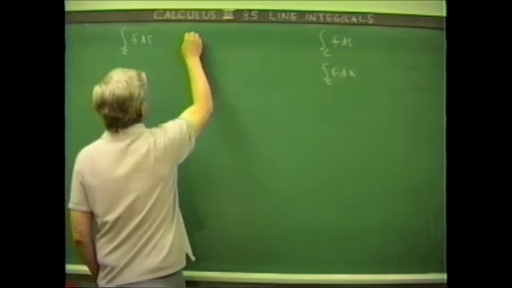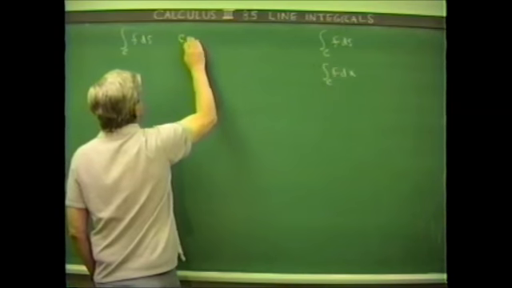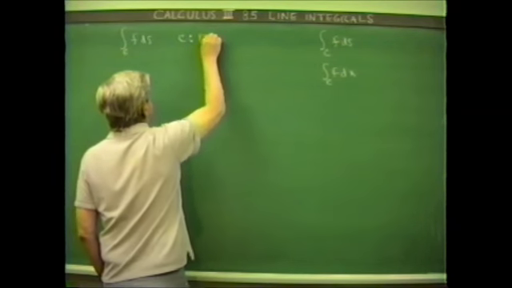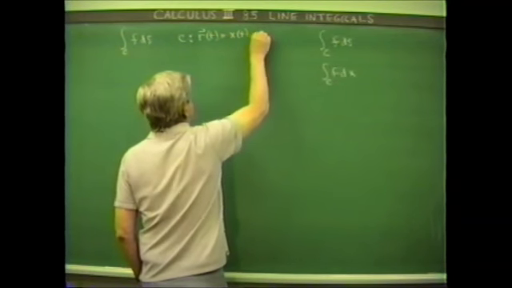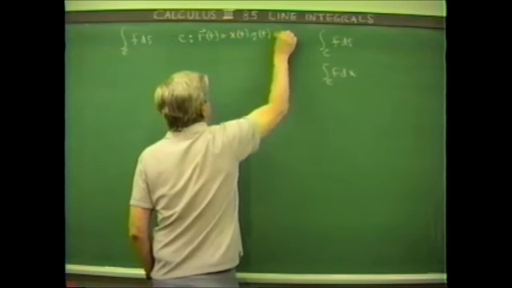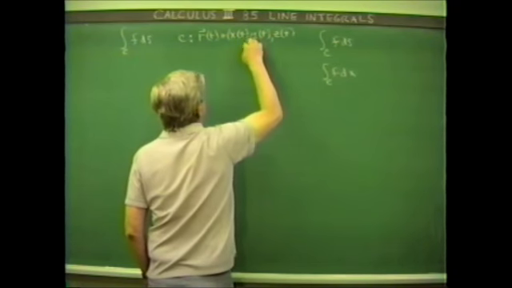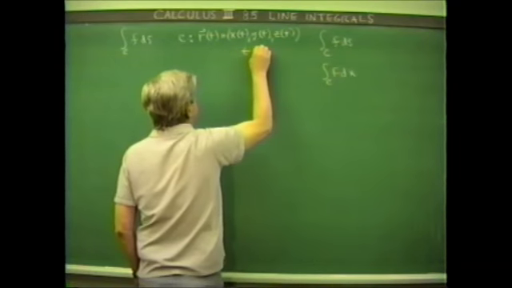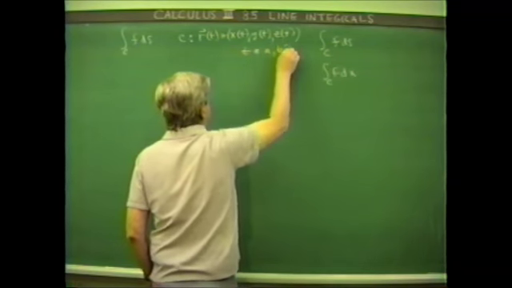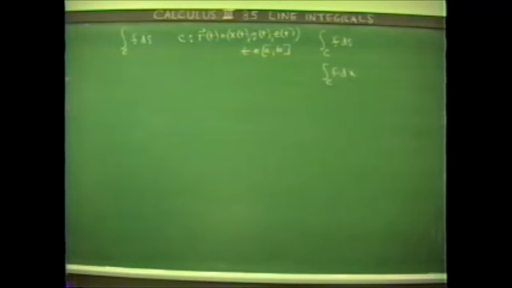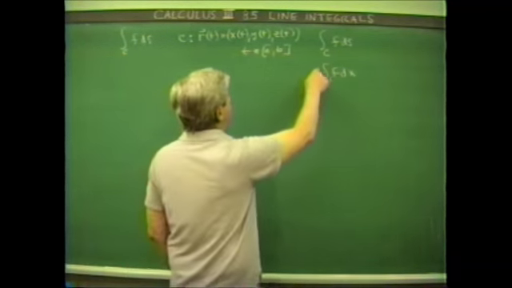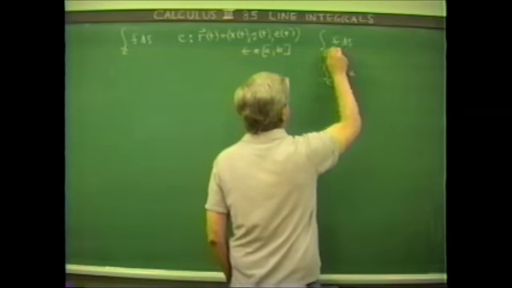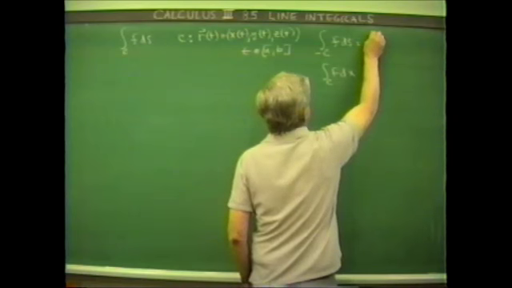With respect to s, we need to know c is given by some r of t, which is x of t, y of t, z of t, for t in, let's say, an interval a, b. What we get here also is this, for this particular integral, if we integrate along the curve in the opposite direction, right, what we're going to get is the negative.